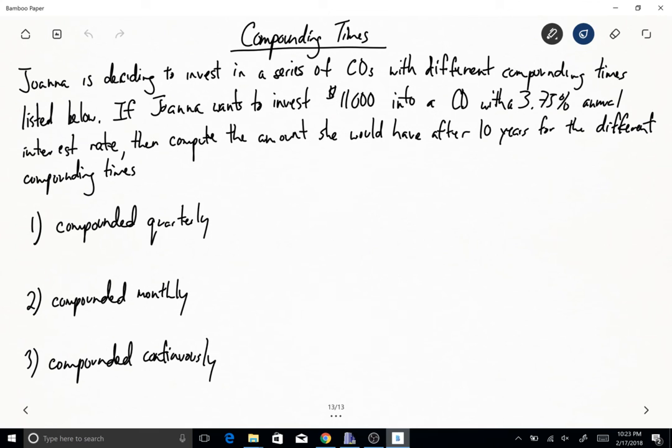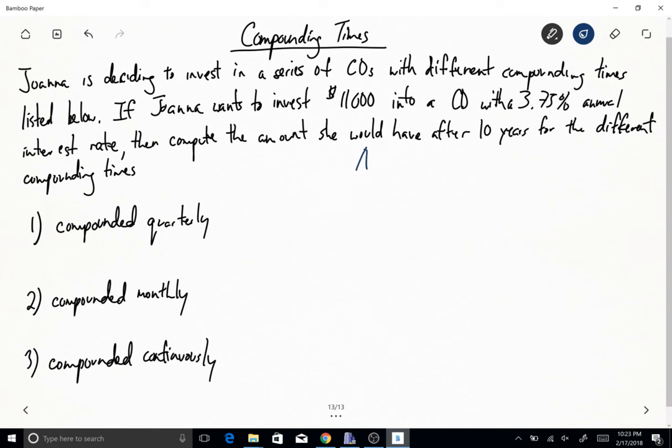So this is investing. This is where a lot of fun happens. So we have Joanna deciding to invest in a series of CDs with different compounding times listed below. If Joanna wants to invest $11,000 into a CD with a 3.75% annual interest rate, then compute the amount she would have after 10 years for the different compounding times. So we have compounded quarterly, compounded monthly, and compounded continuously.